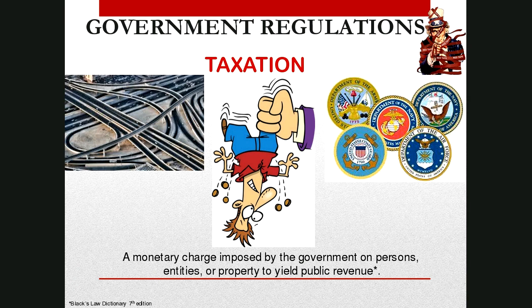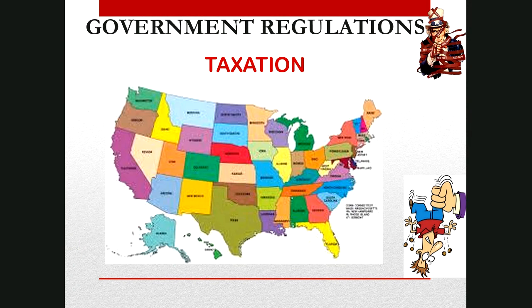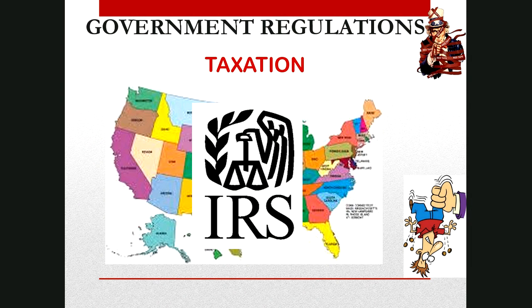Of course, that revenue is then spent on things like roads and military security, things like that. Government aid and other financial assistance. Our tax dollars hard at work for that stuff. So we get taxed in lots of different ways. So most of us live in the United States. And if you live in the United States and you work like most of us do, then you got to pay the IRS income tax.